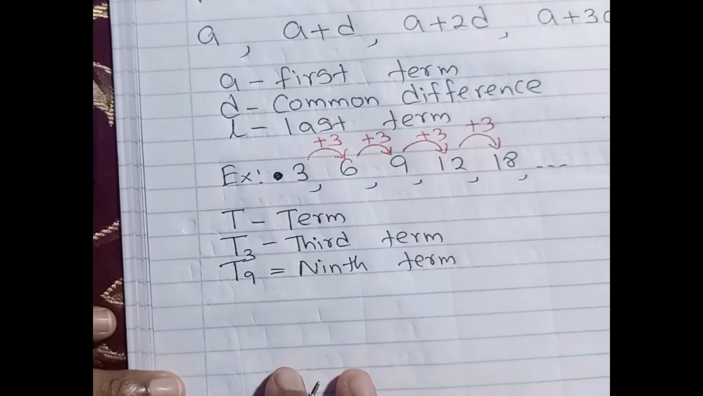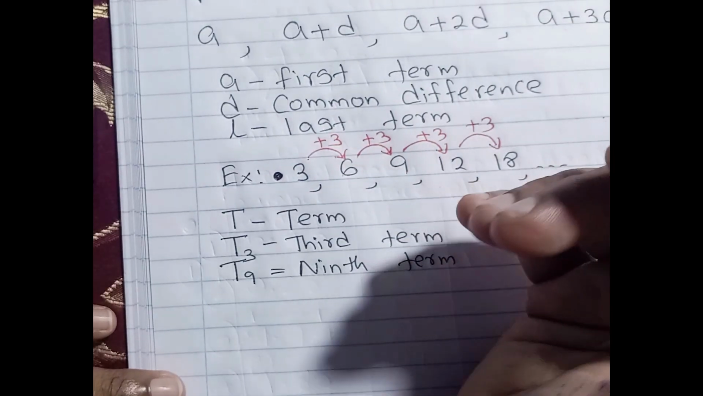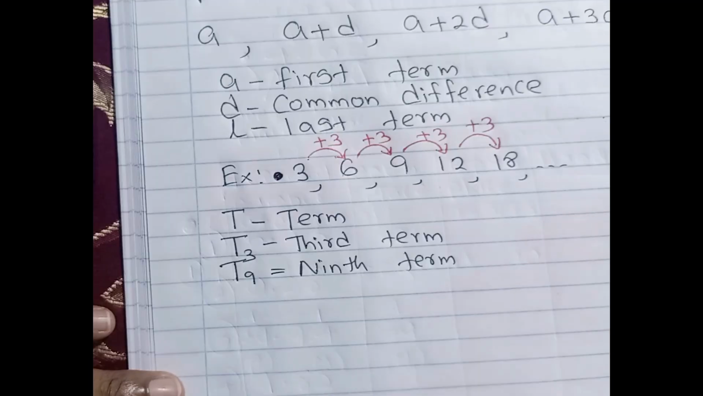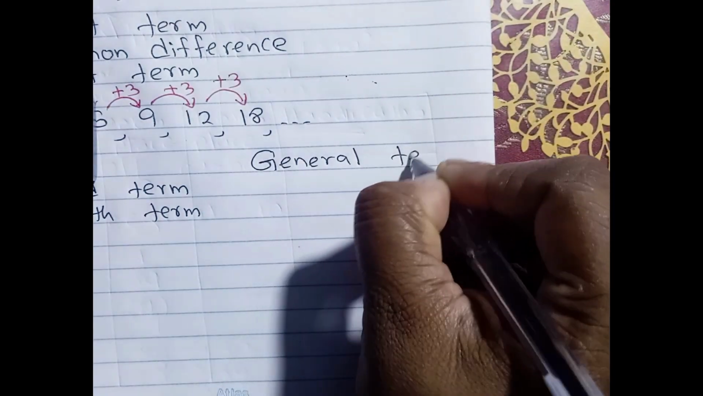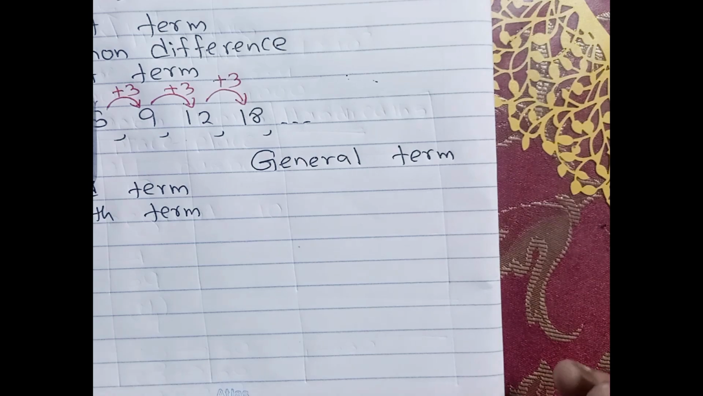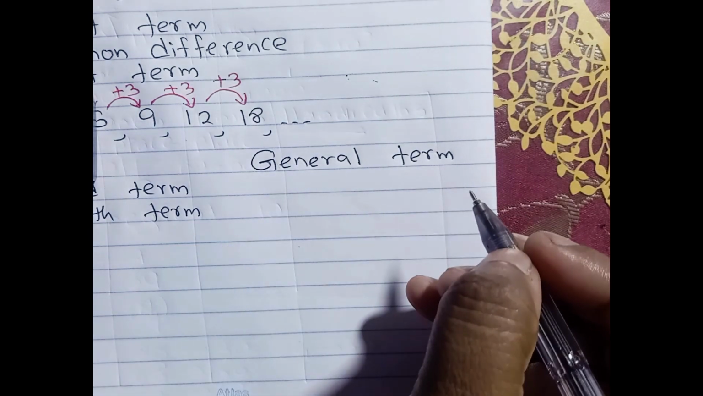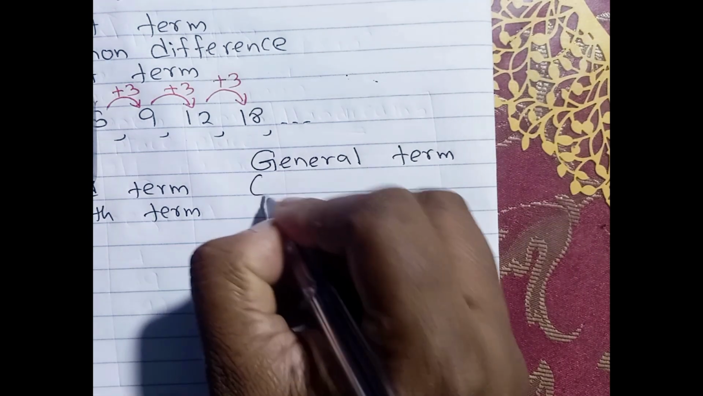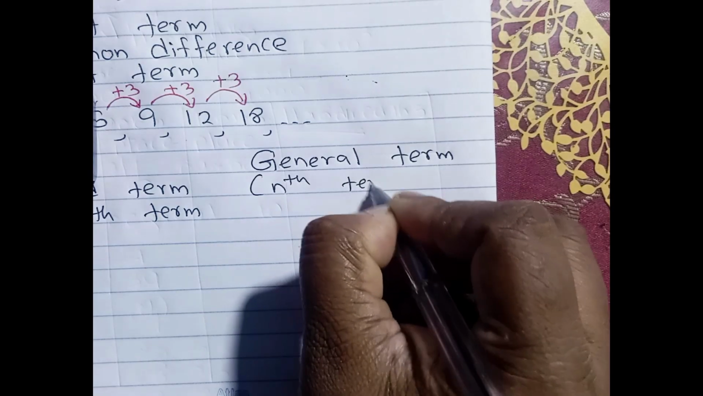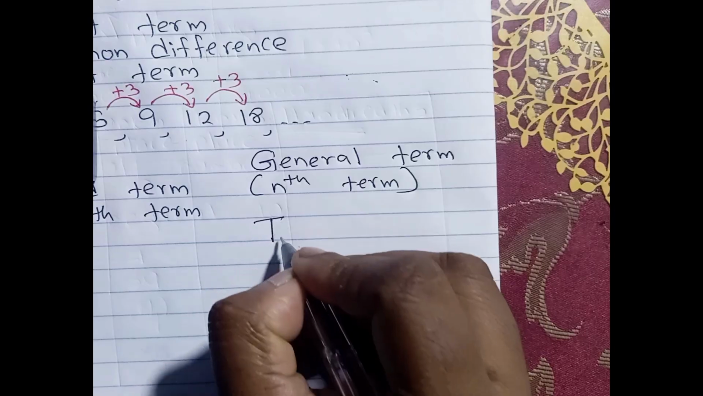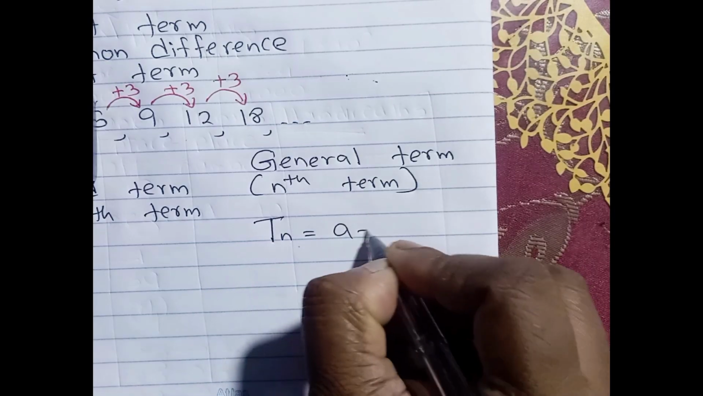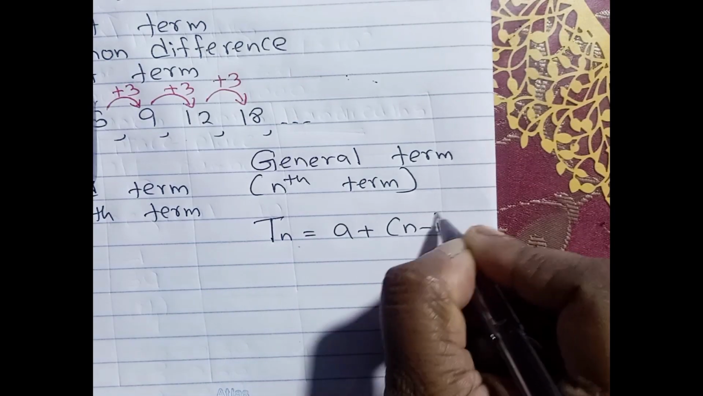And also we can build up an equation for the nth term. That is specially called the general term. The meaning of general term is the nth term. We can rename the nth term as Tn. Tn equals a plus n minus 1 times d.